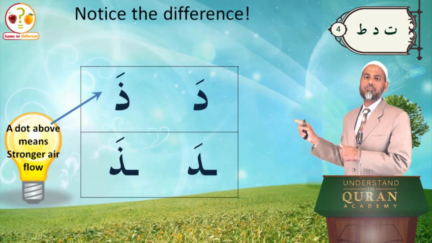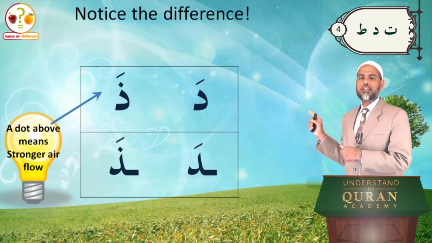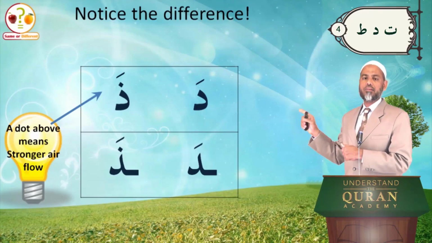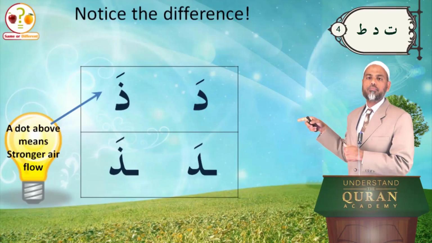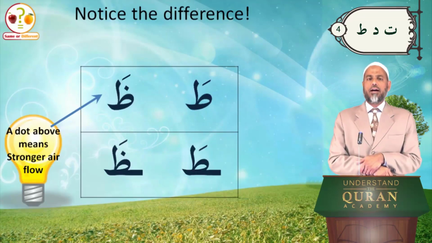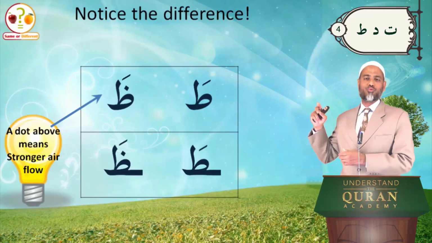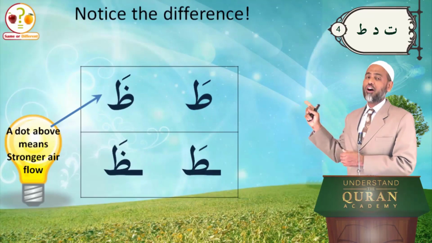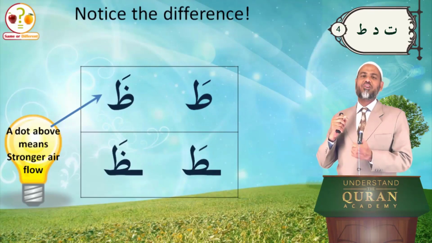And the examples given below are with connectors. Da and the. And remember, for dal and dhal, the connectors are at the bottom. Okay, the connectors are at the bottom. And also don't confuse between these two thick letters. Okay, one is ta, and another is tha. Remember, the dot above represents stronger airflow.